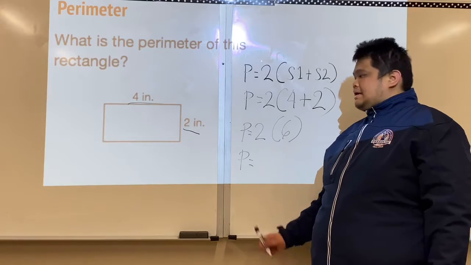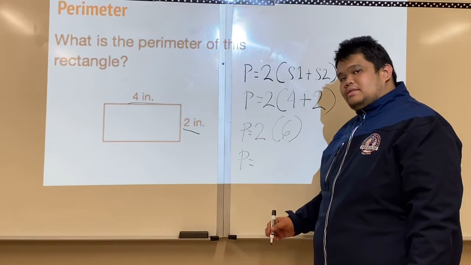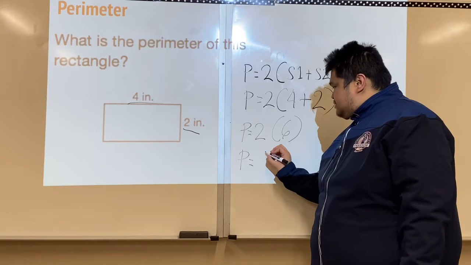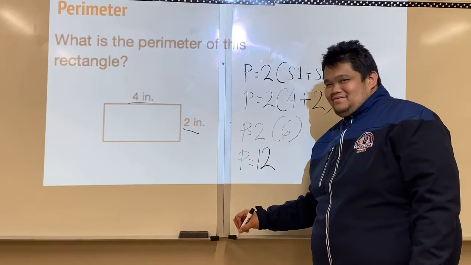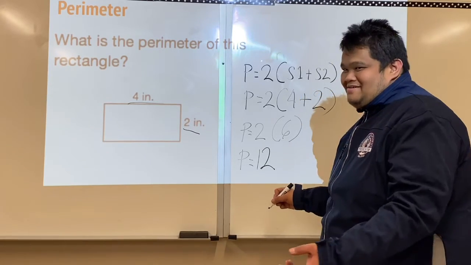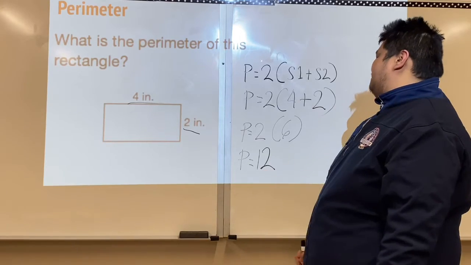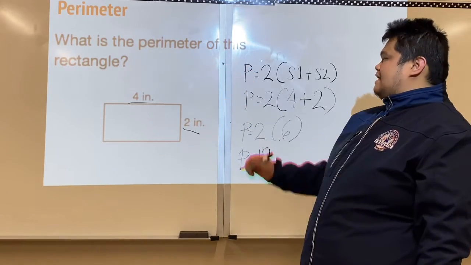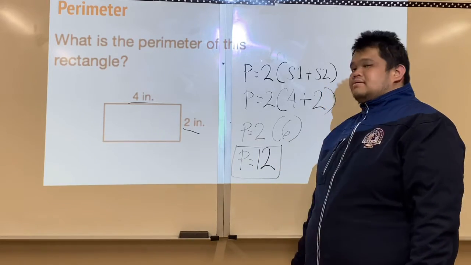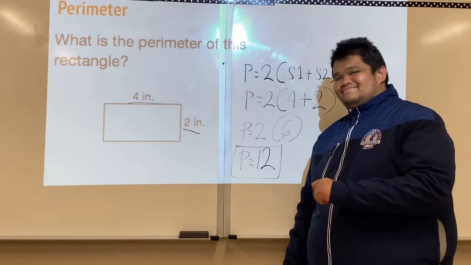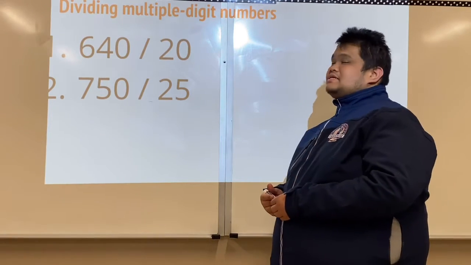Let us multiply 2 by 6. So 2 times 6 is what? Of course, it's very easy. It's 12. So weird, Mr. Salazar. Why did you write it like that? Okay, but well, you still get it. It's 12. So the perimeter of this rectangle is 12. Now, it's your turn. Alright, still keeping up? All good?